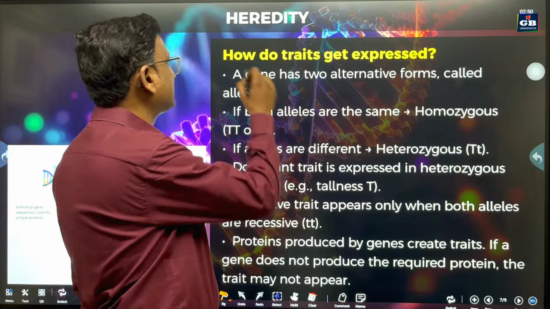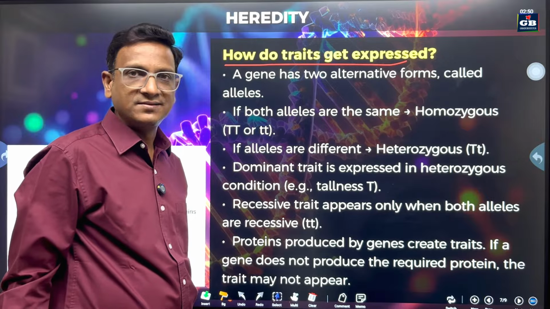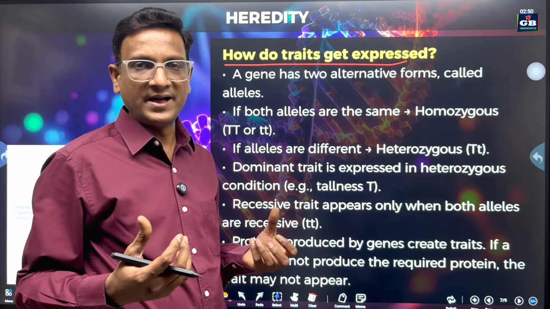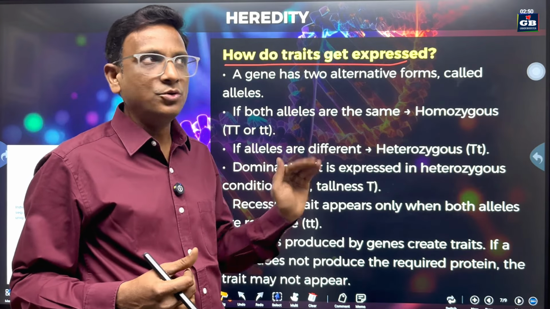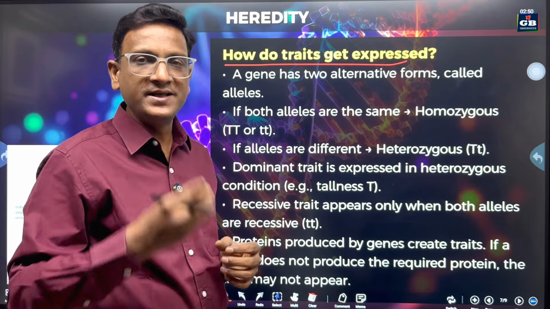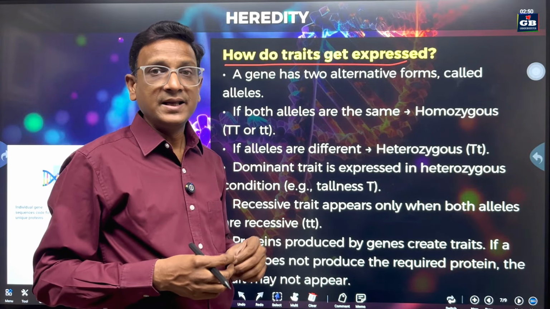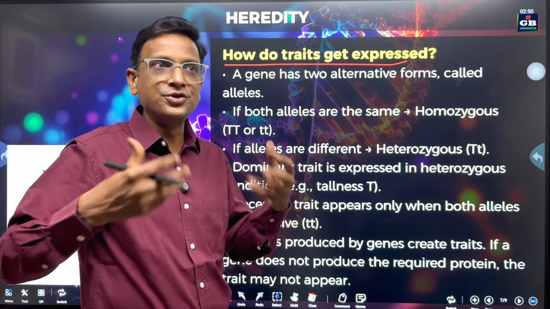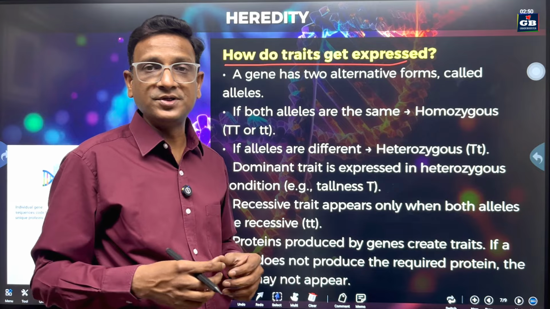Now how do traits get expressed? Traits are controlled by what? Genes. Traits are controlled by genes, right? So the gene is responsible for the expression. For example, there is a boy who is very tall. How is he becoming so tall? It is not because of the food he is eating. Food is not the only factor, but still he looks so tall. He is tall because in his body a hormone called growth hormone is produced. It is produced more, so he is growing. Why is the growth hormone produced more? How is that hormone produced?